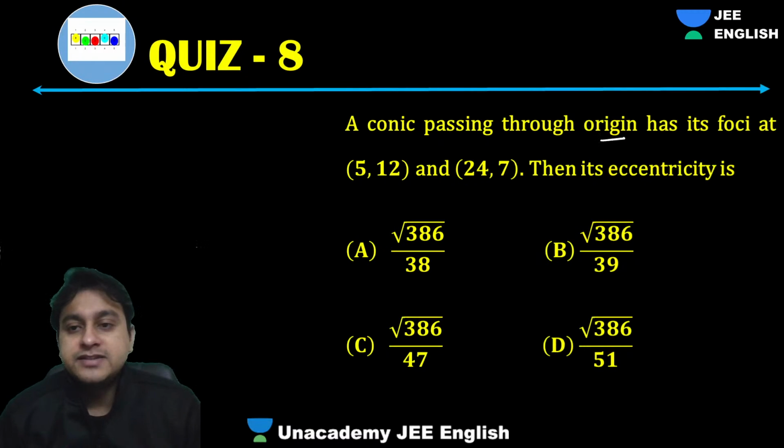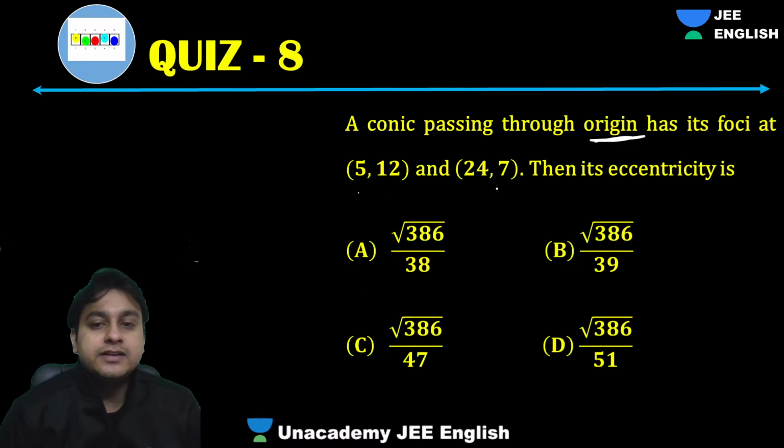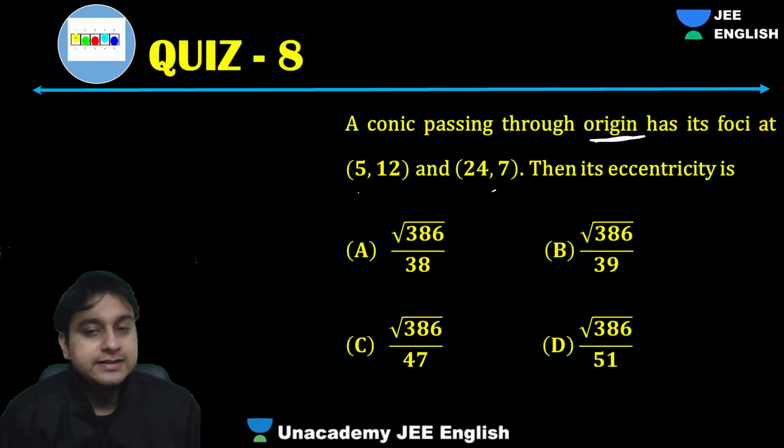So guys, the conic is passing through the origin. That's what we know. And it has foci at these two points. We need to find the eccentricity.